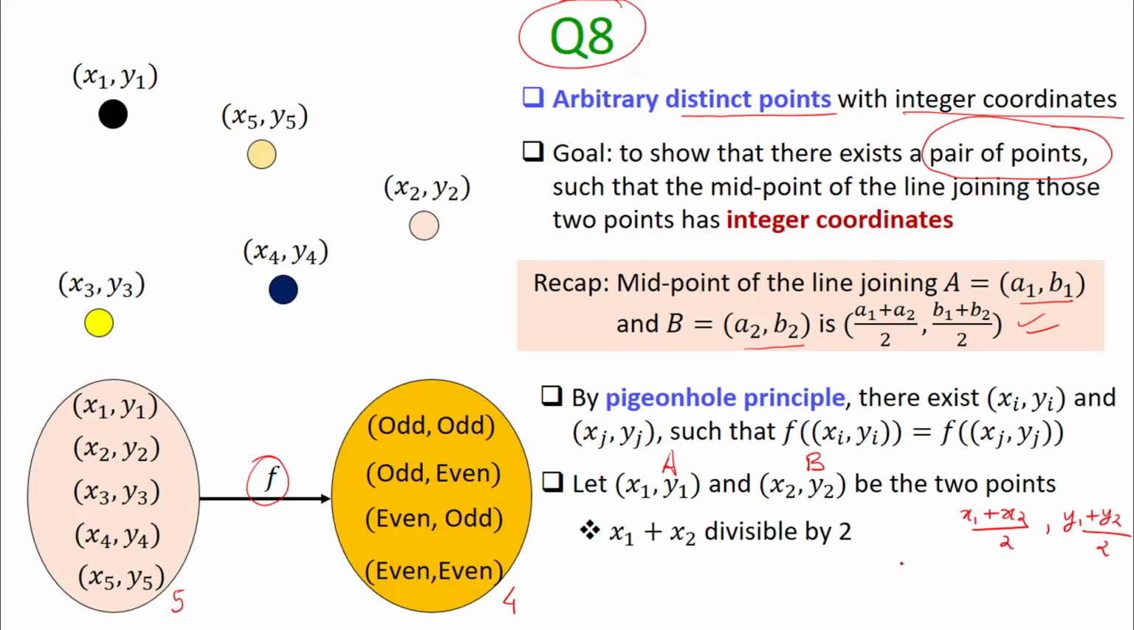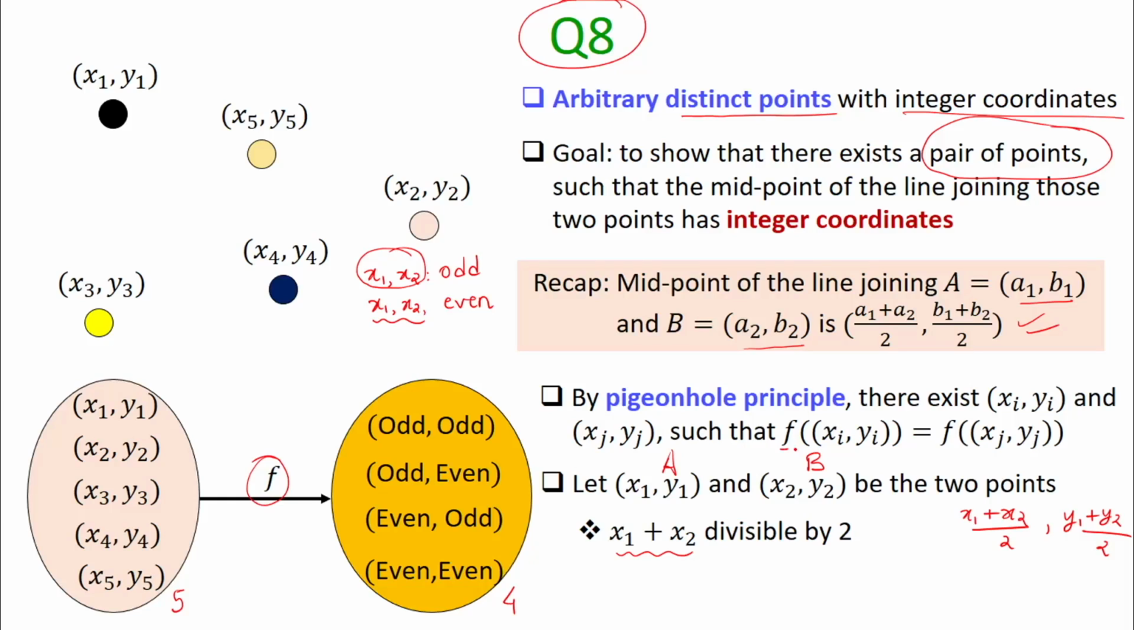Okay. And since both the points A and B are mapped to the same ordered pair, for instance, it could be the case that both x1 as well as x2 are odd, or it could be the case that both x1 as well as x2 are even. So irrespective of the case, x1 plus x2 will always be divisible by 2. If both of them are even, definitely the sum of 2 even quantities is divisible by 2. Whereas if both of them are odd, then also the sum of 2 odd quantities is divisible by 2.